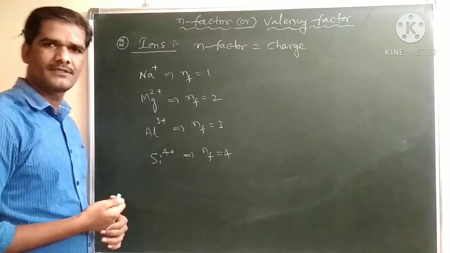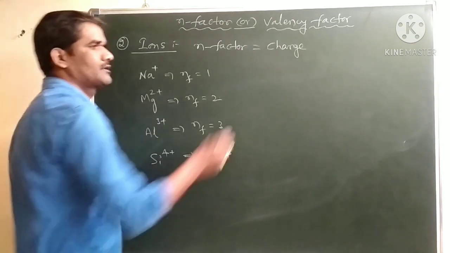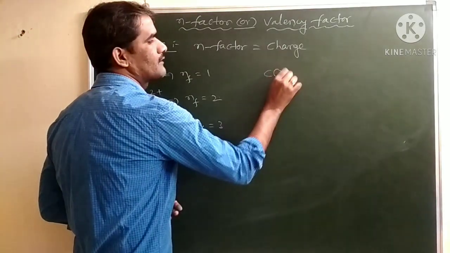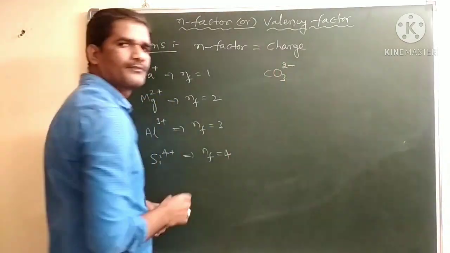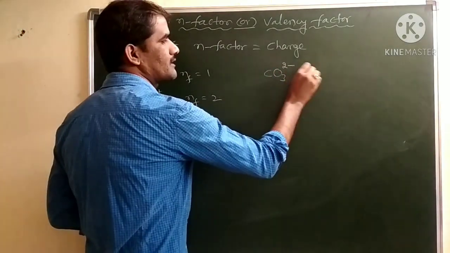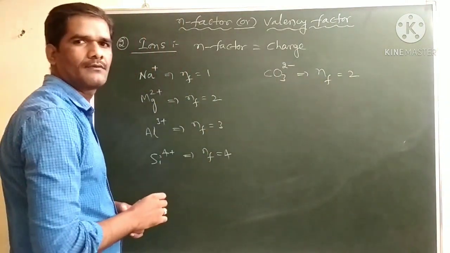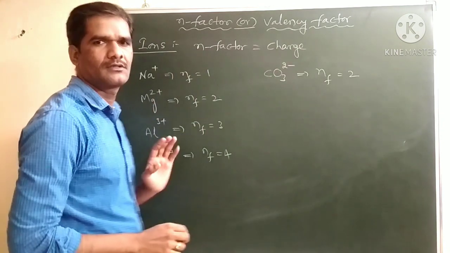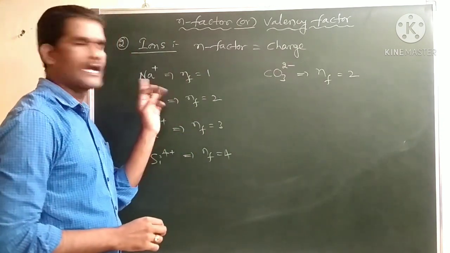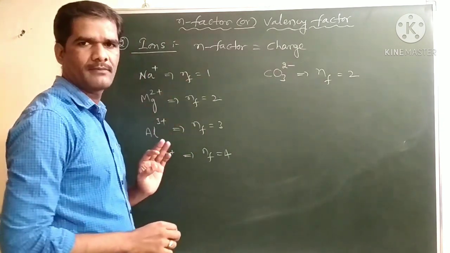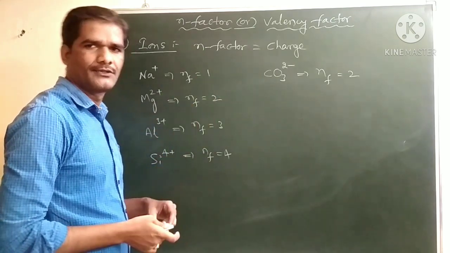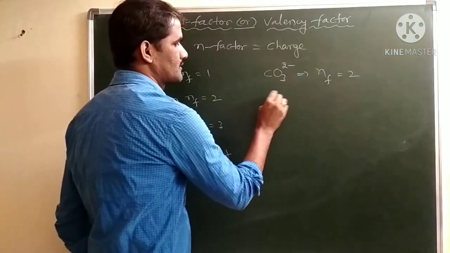Sometimes ions may be present in the polyatomic state also. Let me take carbonate. In this case also the N factor is the charge. It is also an ion. We have to consider only the charge, not the sign, whether it is positive or negative, doesn't matter. We require only the magnitude for N factor calculations.